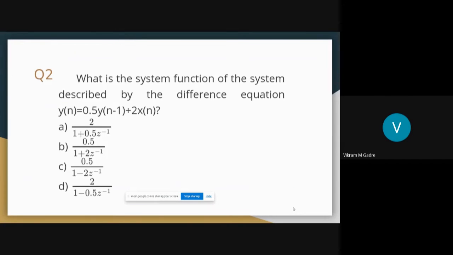Okay, sir. Here the question: what is the system function of the system described by the differential equation y of n equal to 0.5 y of n minus 1 plus 2 into x of n? So we are going to find the system function. We all know system function is h of z is equal to y of z by x of z. So through that concept, we can solve. So here there are 4 options. Next slide.